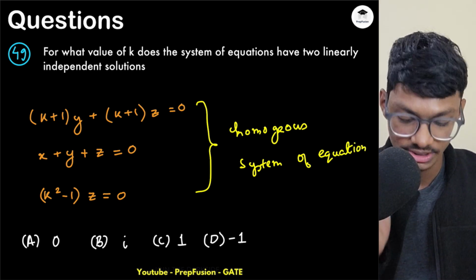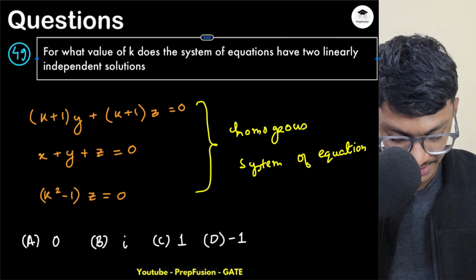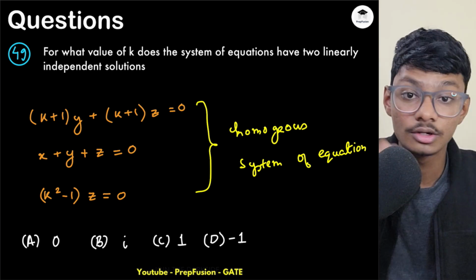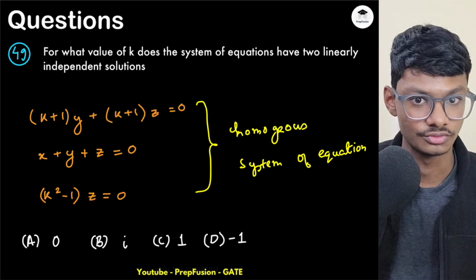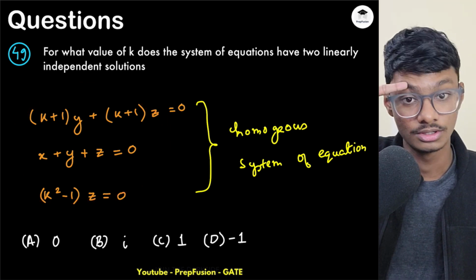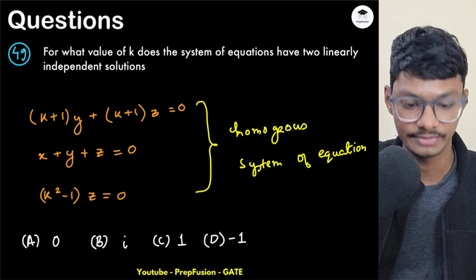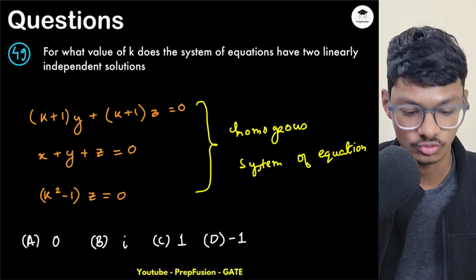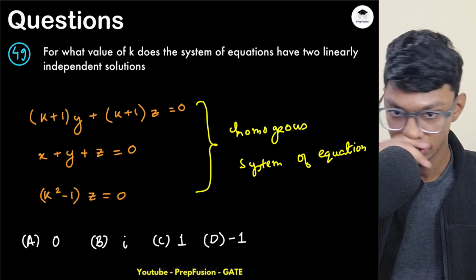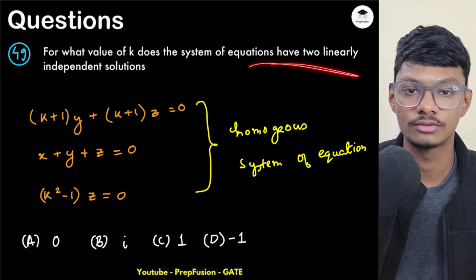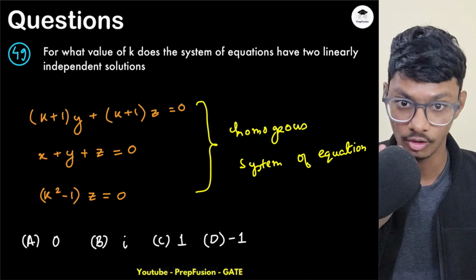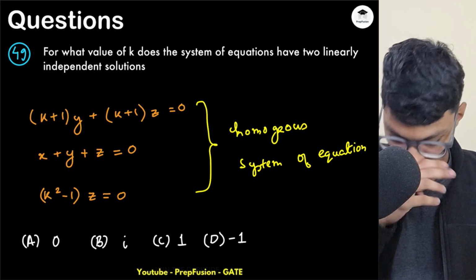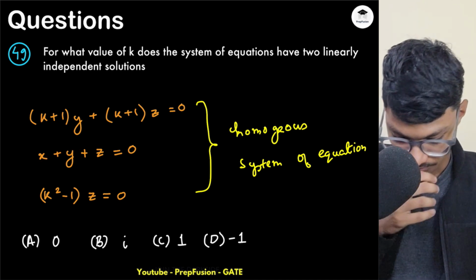Now, if it is a homogeneous system of equations, then for us to get two linearly independent solutions, it has to have infinite solutions, right? That is the first thing. So obviously this is the case of infinite solutions. That means the determinant of the coefficient matrix has to be equal to 0. Like if it was telling that only one solution exists, that is the zero solution, then obviously the determinant can't be equal to 0. So that you have to figure out.